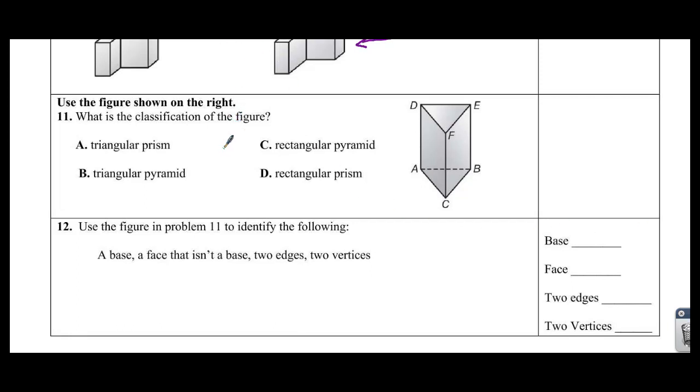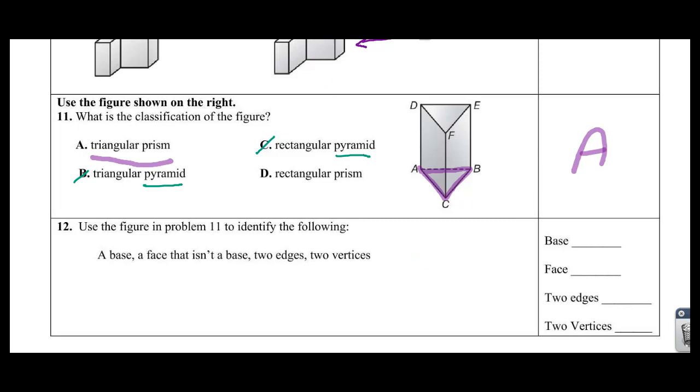Number 11. What figure is shown? Well, you know it's not a pyramid because it doesn't go up to a pointy top. So the pyramids are out. It's not B, not C. Is it a rectangular prism or a triangular prism? Well, since the base is a triangle, since when you look at the bottom of it, since the base is a triangle, it is a triangular prism, and our answer is A.